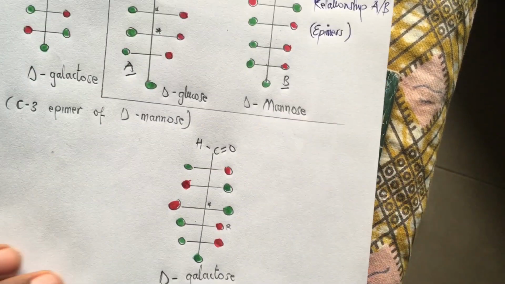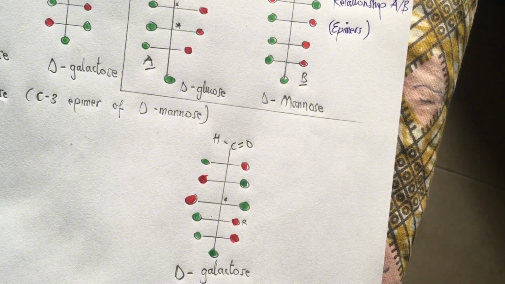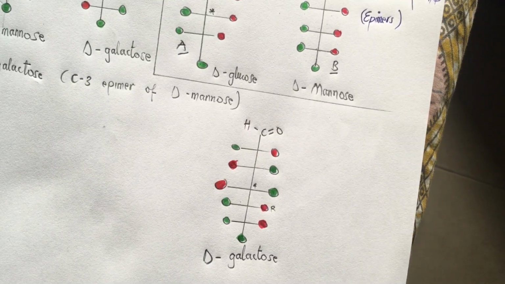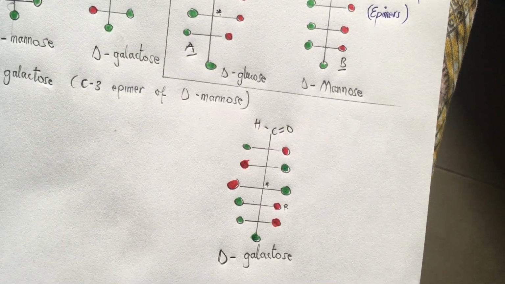So this is how epimers actually work. Epimers are all about pairs of compounds that have a change in configuration at only one chiral center. That is all about epimers. So try and change the configuration at carbon 3 and determine the name. Also change the configuration at carbon 5 and determine the name of it.